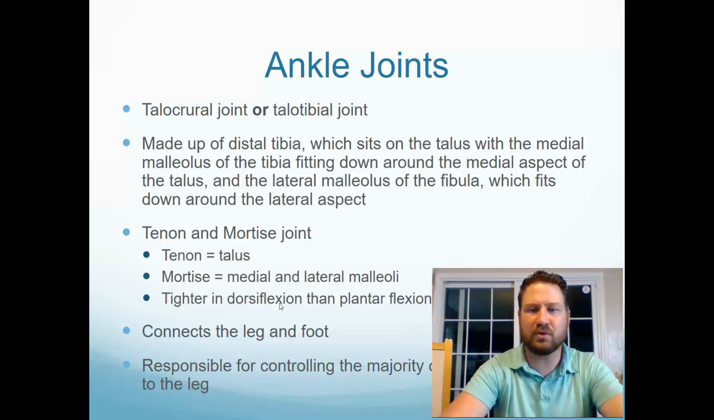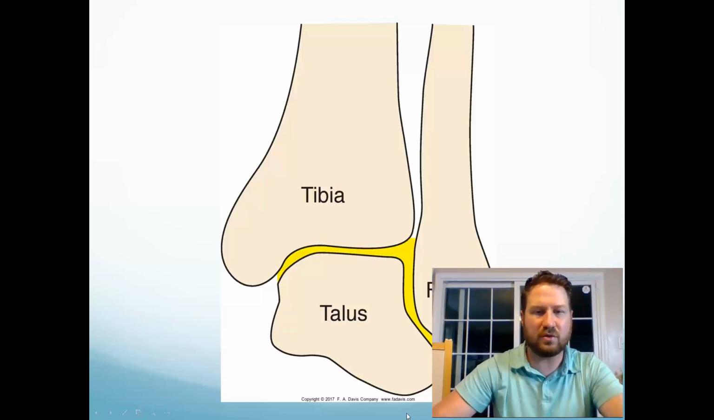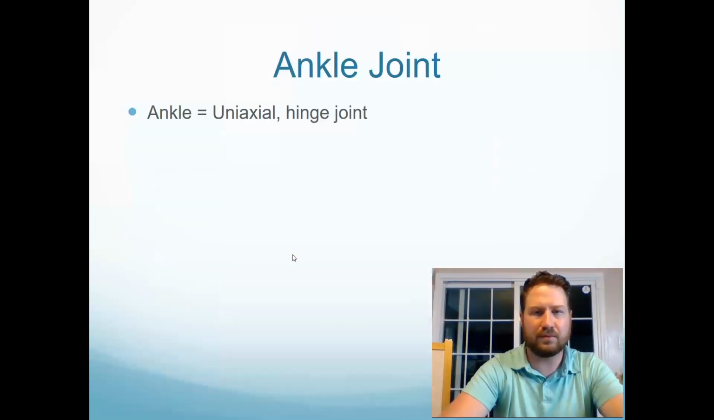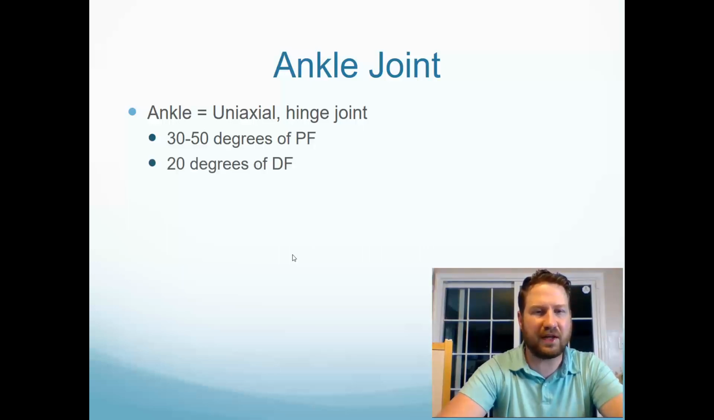Responsible for controlling the majority of foot motion relative to the leg. It all has to travel through that joint, our talocrural joint. Our ankle is uniaxial, a hinge joint, roughly 30 to 50 degrees of plantar flexion, 20 degrees of dorsiflexion, that's a lot. Normal is about 15. Functional is 10. When we are rehabbing people after ankle injuries or ankle surgeries, our goal is 10. 10 degrees gets you a normal functional gait.